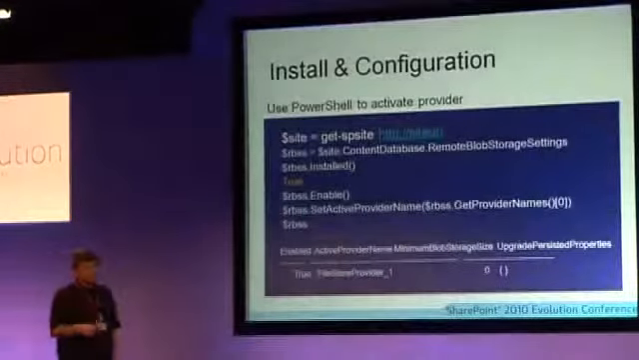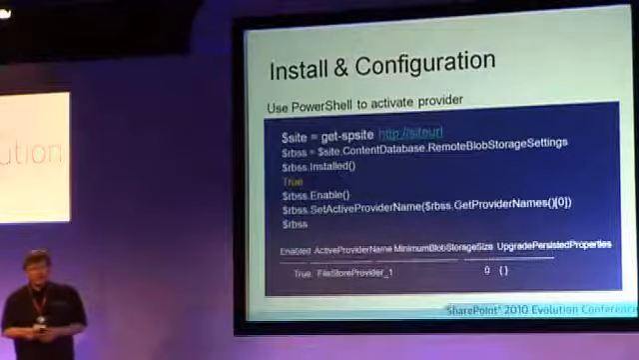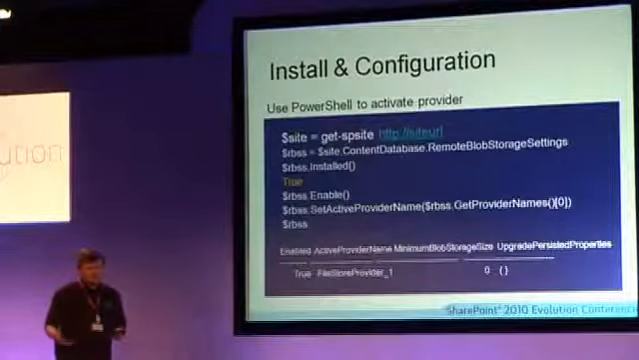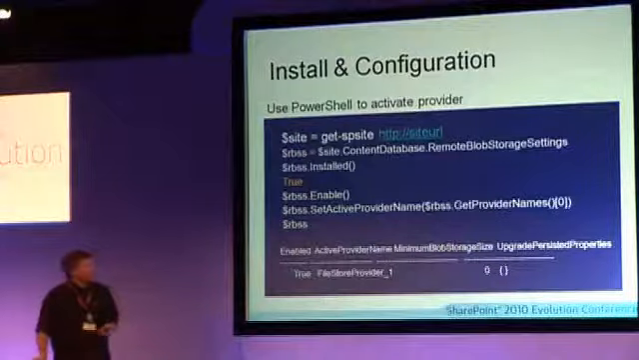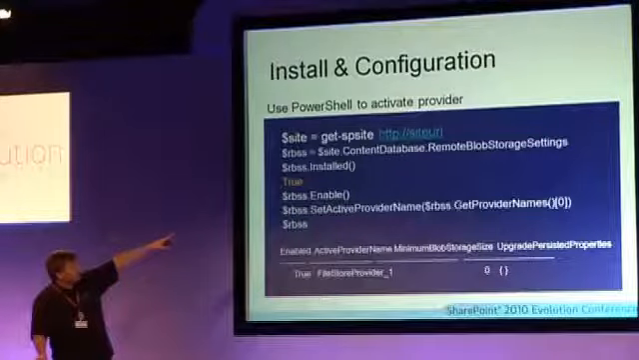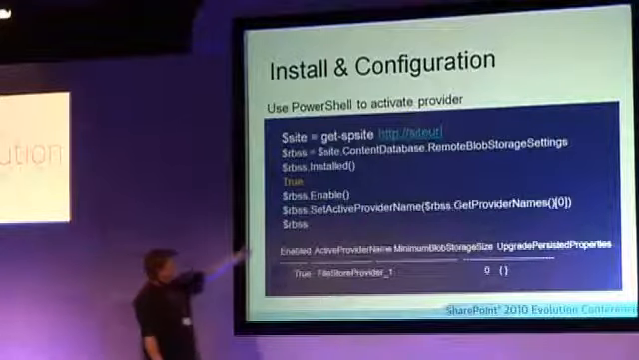Once we've actually got the thing provisioned and created, our BLOBstore is ready to use, we then have to enable it. So at this point, we've only set the thing up. We have to activate the blob storage capability, the RBS capability, and this is done through PowerShell. So for the web application, at the top here, we get the web application. We get the reference to the remote blob storage settings, and then we have to determine, is it installed?